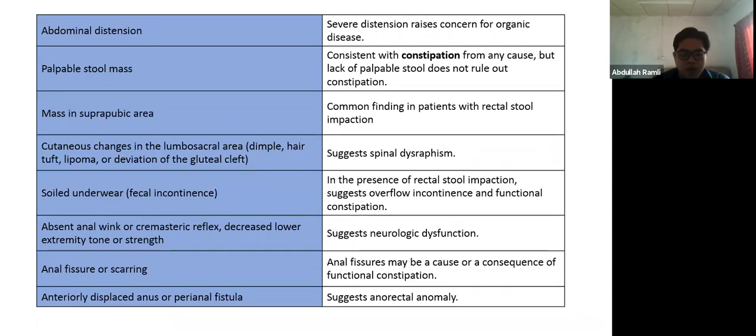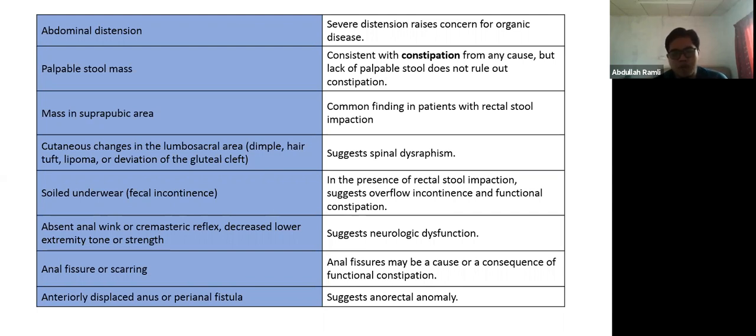Apart from that, we need to also inspect or check the cutaneous changes in the lumbosacral area, whether there is a dimple, hair tuft, any lipoma or deviation of the gluteal cleft. So all these suggest spinal dysraphism. Spinal dysraphism is actually a spectrum that involves neurological problems of the child, any neurological problem that the child may experience. And then if the child has soiled underwear, you can suggest the presence of rectal stool impaction. So from the stool impaction, it will suggest overflow incontinence and functional constipation.